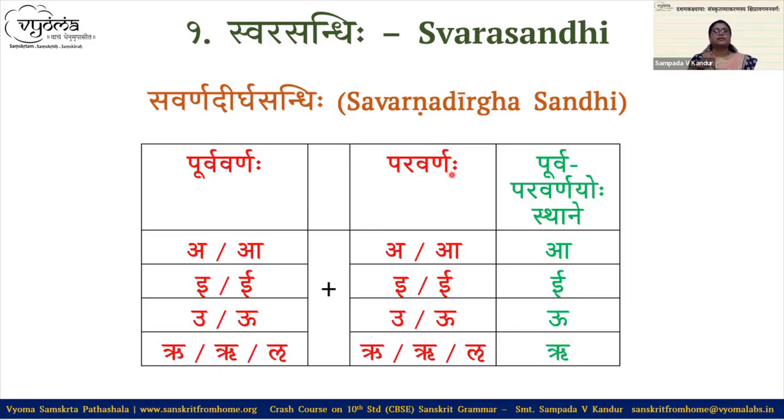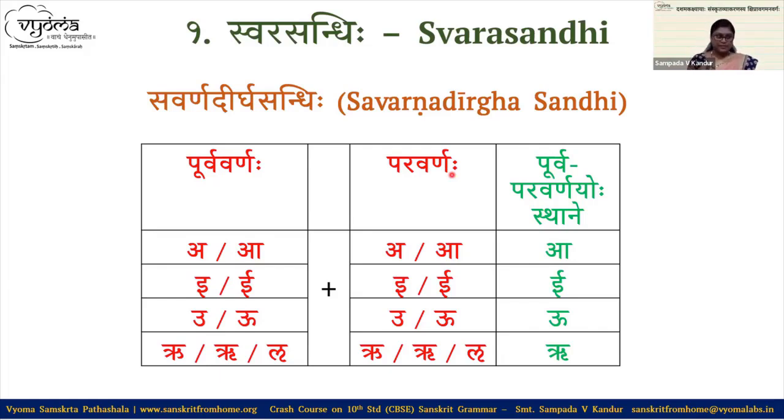A or Aa plus A or Aa is equal to Aa. I or Ee plus I or Ee is equal to Ee. U or Oo plus U or Oo is equal to Oo.